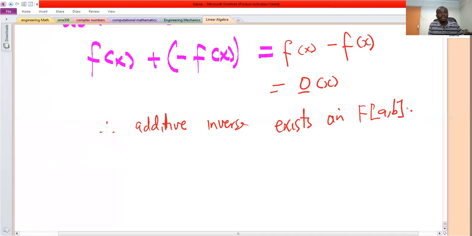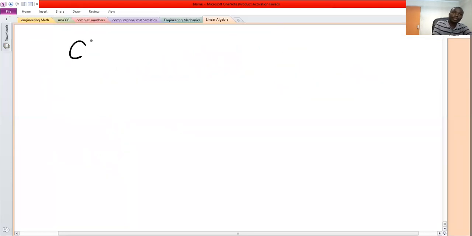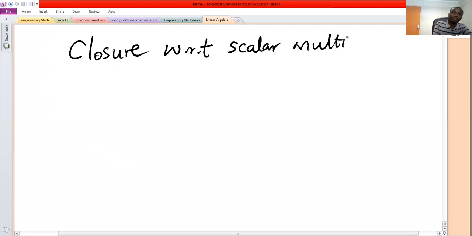Now, the next thing is to prove closure with respect to multiplication, closure with respect to scalar multiplication. Does this property hold?